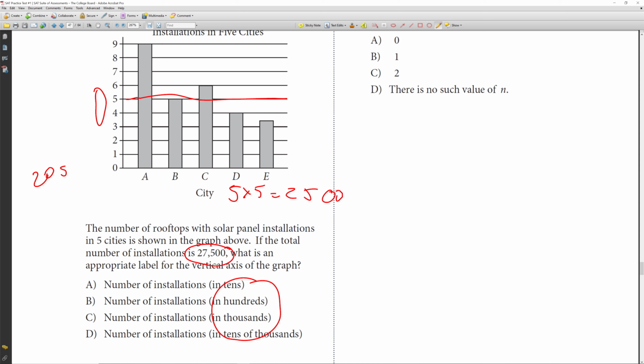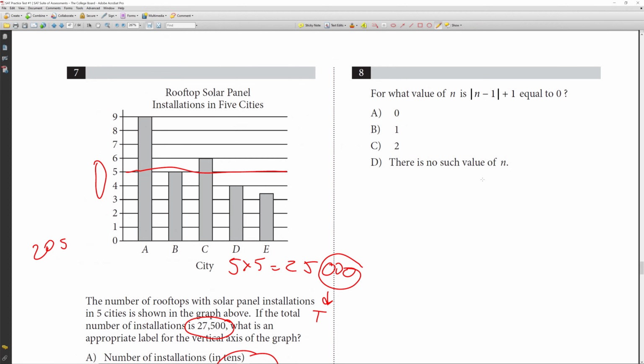I'm missing 3 zeros. So this is in the thousands. The only answer with 1,000 is C. That was easy. Number 8.